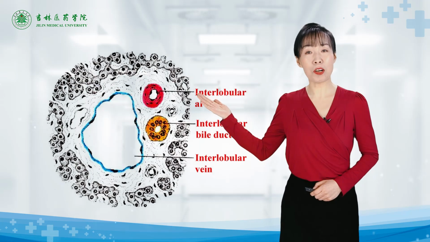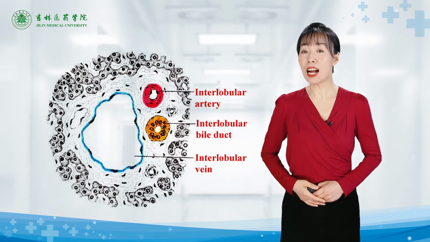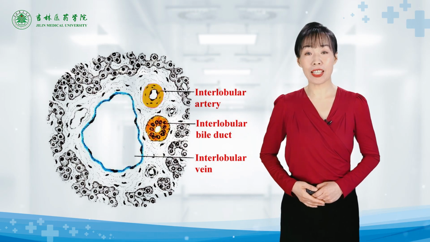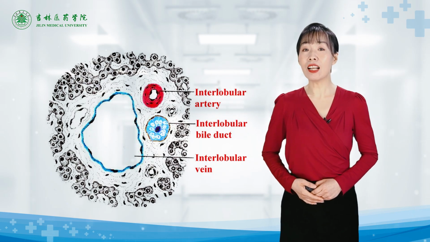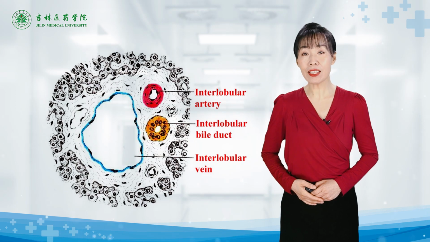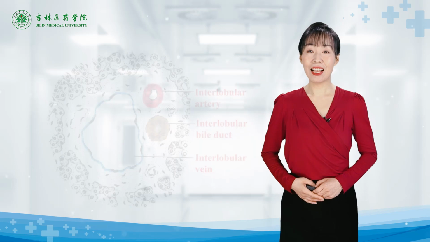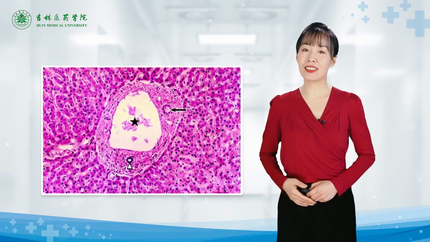This is the pattern diagram of the portal space. Interlobular vein has the largest cavity. Interlobular artery contains several layers of smooth muscles and a small cavity. Interlobular bile duct is lined with a simple cuboidal epithelium. Now, let's distinguish these three types of vessels.